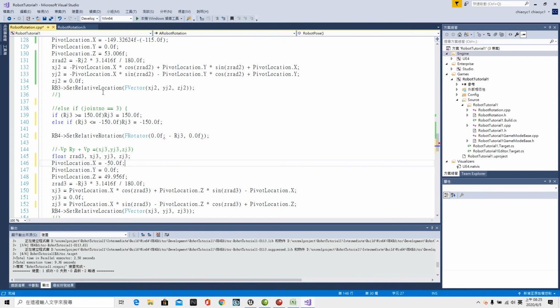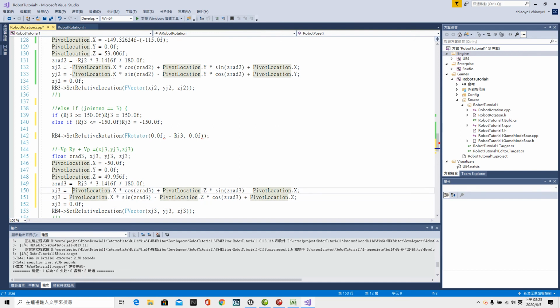Okay, as to the MZ matrix operation, we can reference RJ2. So ZJ3 equal to 0.0F. RJ3 minus pivot location X dot X multiply cosine bracket ZR83 bracket plus pivot location dot Y multiply sine bracket ZR83 bracket plus pivot location dot X semicolon.